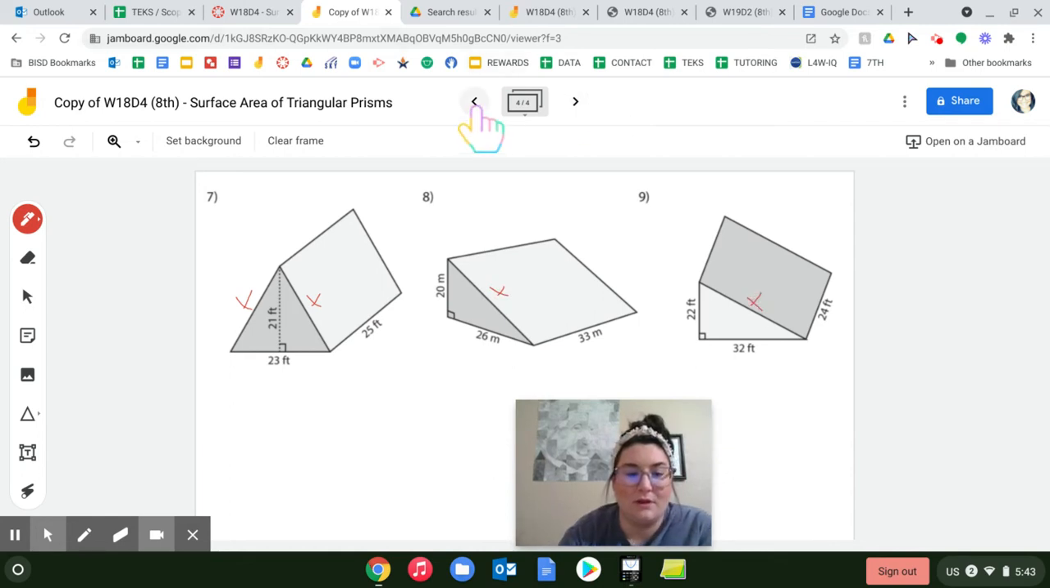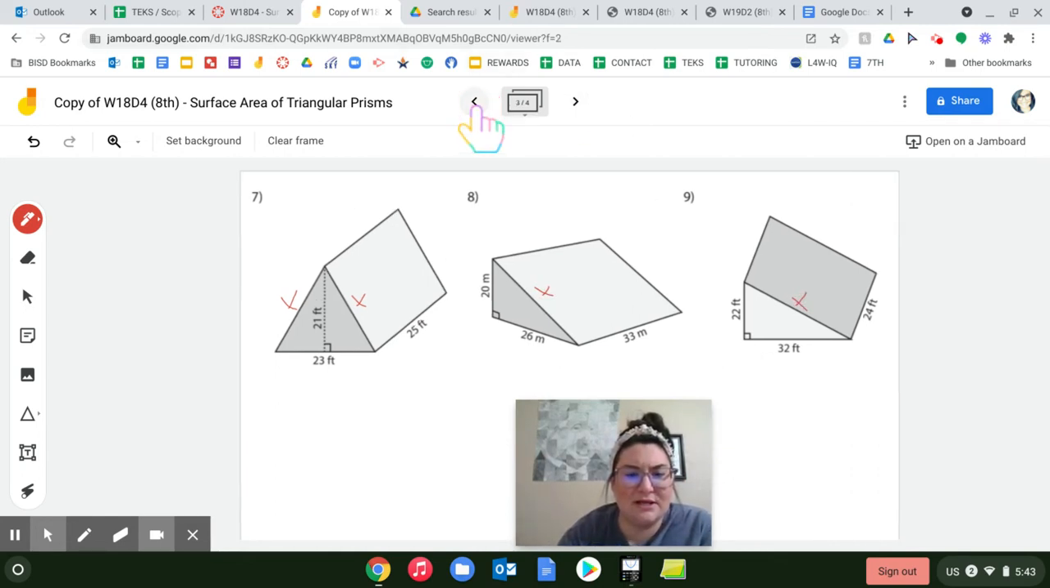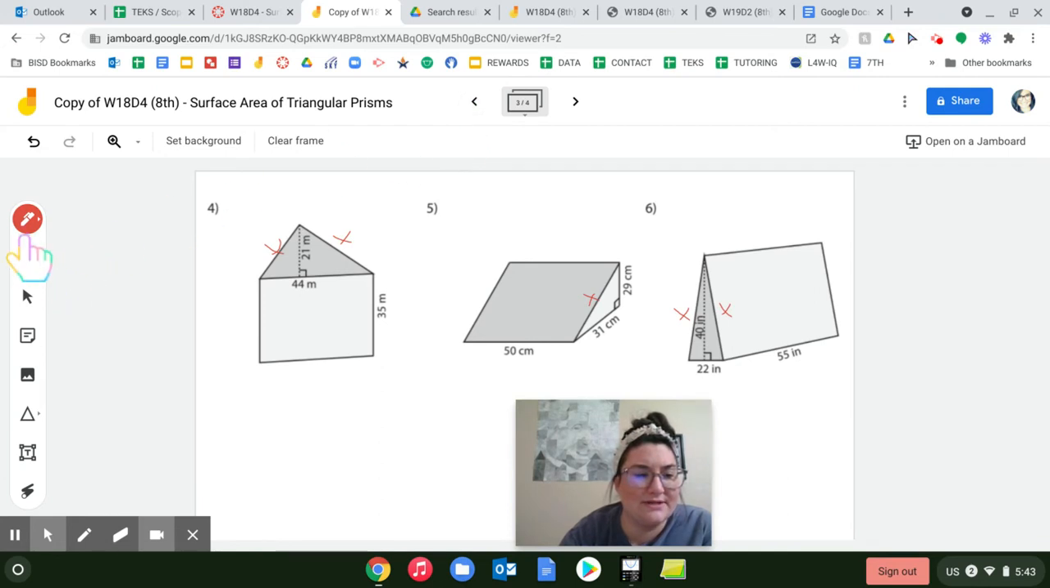Okay. Now, the only ones I see that you might have a problem with is that this 44 isn't split up evenly. So again, I'm going to go ahead and say that this is 11 and that this part is 33.